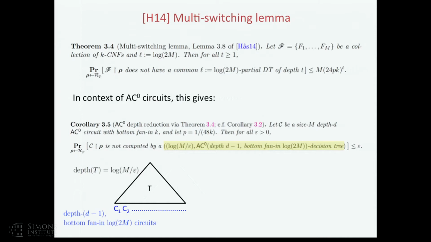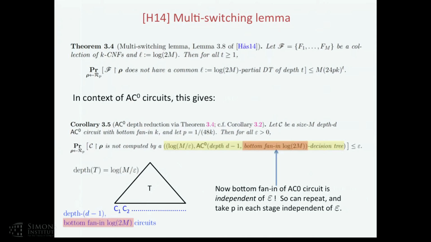So you can think about applying this multi-switching lemma in the context of AC0 circuits, and something much nicer happens in terms of the depth reduction now. If you look at the picture that comes out, you have an AC0 circuit originally, you hit it with the restriction. What this says is that you're very likely, with all but epsilon probability, you end up as a decision tree. The log m over epsilon is the depth of this tree, which is where the epsilon is hanging out. Down at the bottom, you have these circuits C1, C2, and so on. You've done depth reduction, and their bottom fan-in, crucially, doesn't have any dependence on epsilon. The bottom fan-in depends only on m. And that's important because it means you can do it again.